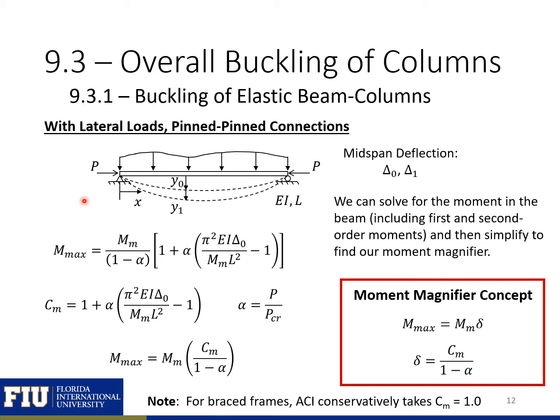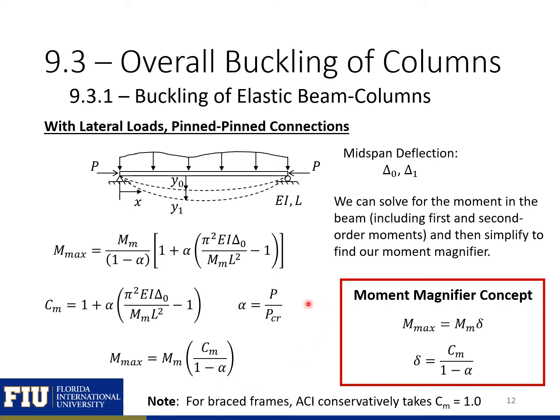I'm not going to go through the derivation here, but you could, again, start with equilibrium of your deflected shape, and we can solve for M max, the maximum magnified moment, and we could also find the maximum magnified deflection. You can see here, our M max is equal to our M_M, the moment just from our transverse load, times this additional factor. If we define Cm equal to this term here, then we can see that our M max is just going to be equal to M_M, our moment from our transverse load, times Cm over 1 minus alpha.